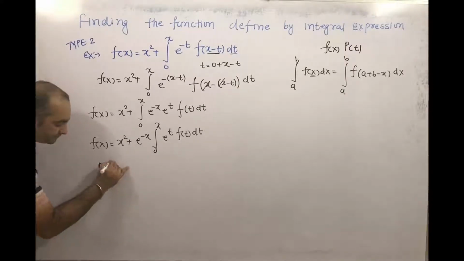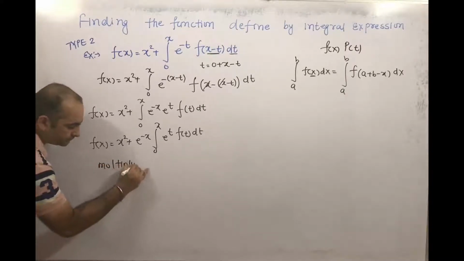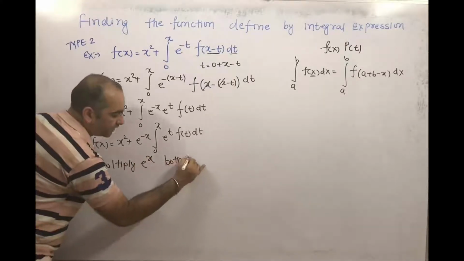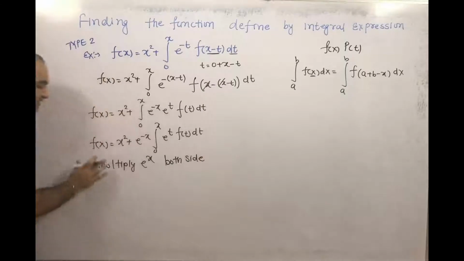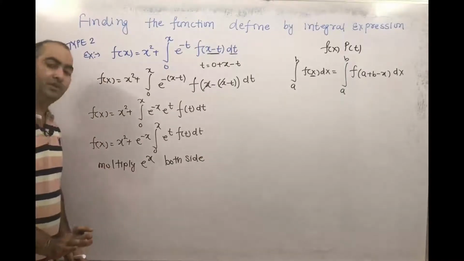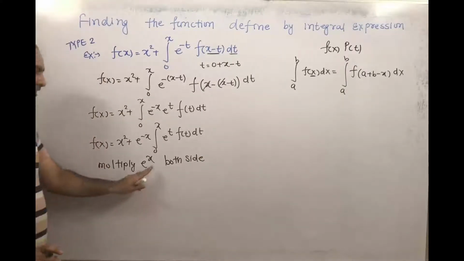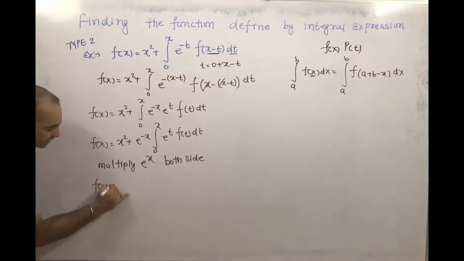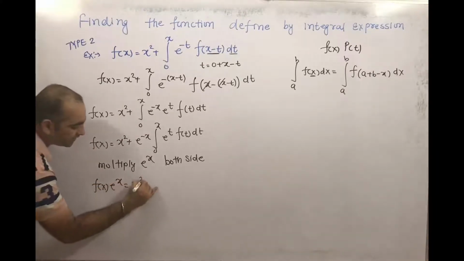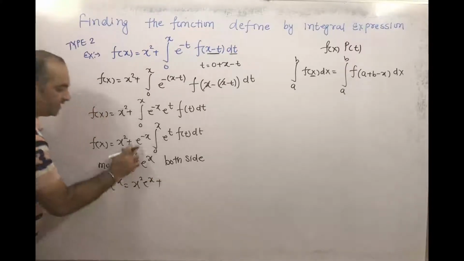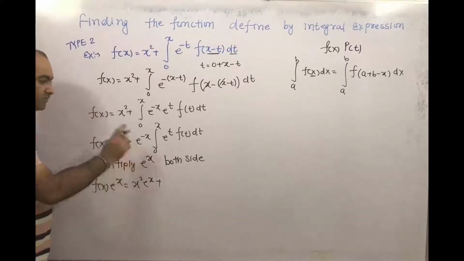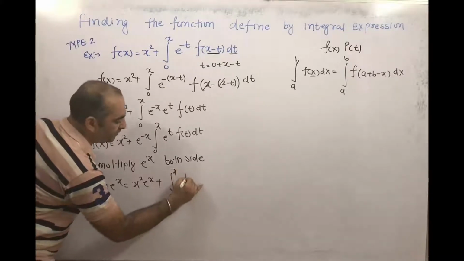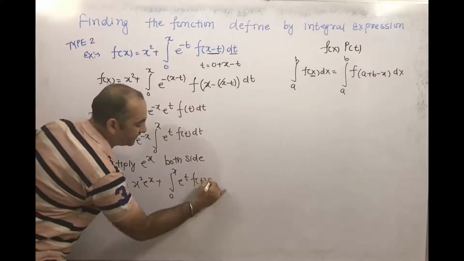Multiply e power x both sides. If you differentiate directly, you can't do this problem. So that's why we multiply e power x both sides. Then what will come here? f of x into e power x equals x square into e power x plus e power x into e power minus x, which is e power 0, that is 1, integration 0 to x e power t f of t dt.